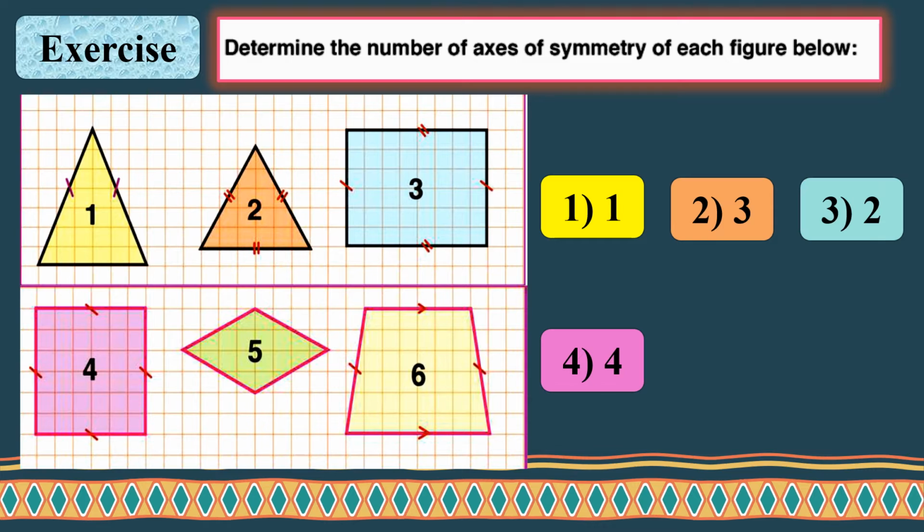How many axes of symmetry? 4. Number 5, it's a rhombus. How many axes of symmetry? 2. The last one here, it's an isosceles trapezium. How many axes of symmetry? 1.